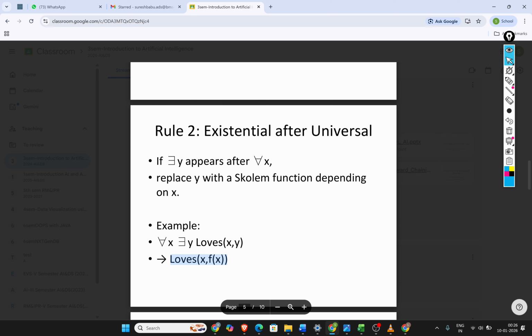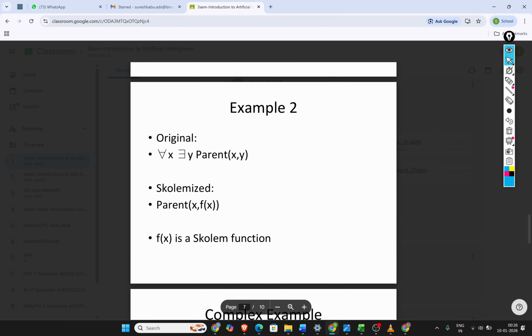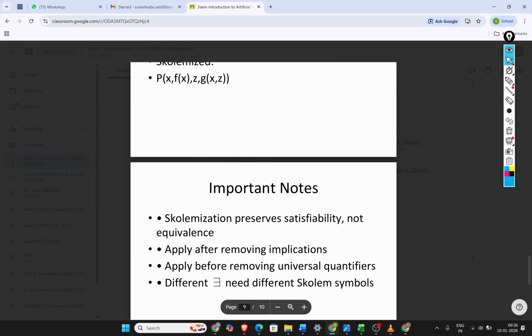This is very basic. You might get questions like applying Skolemization to the following first order logic. So just go through this Skolemization once. I have already shared this PPT in your group. Just go through it once.